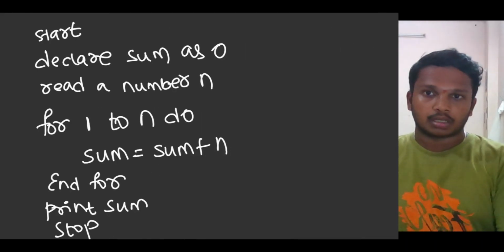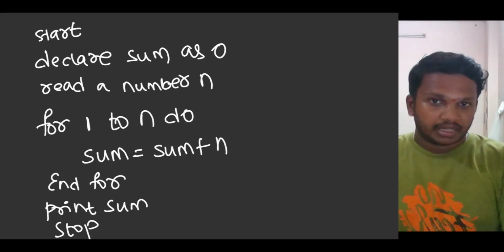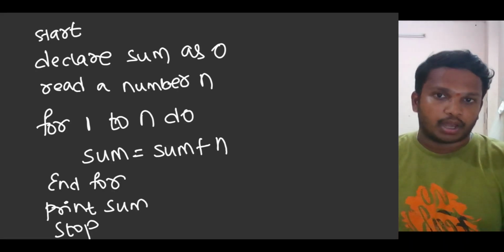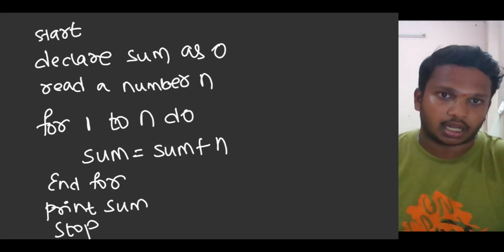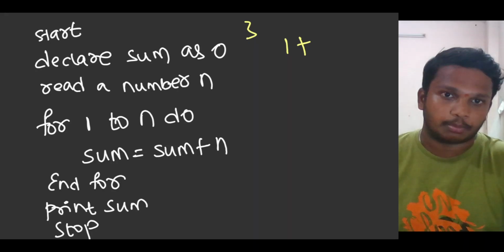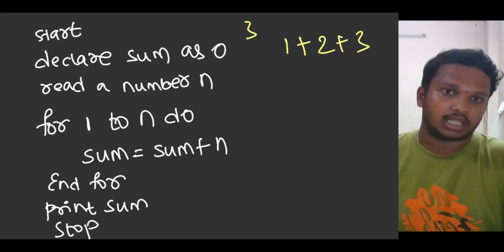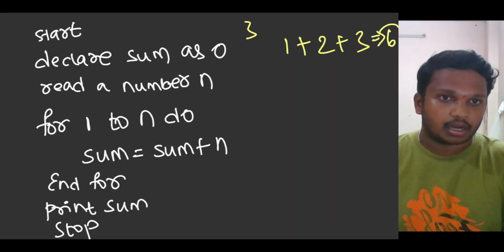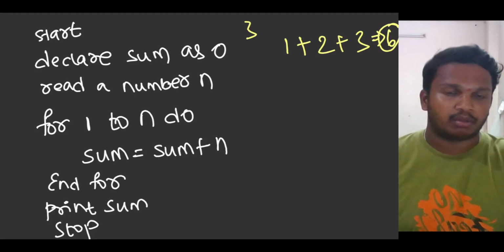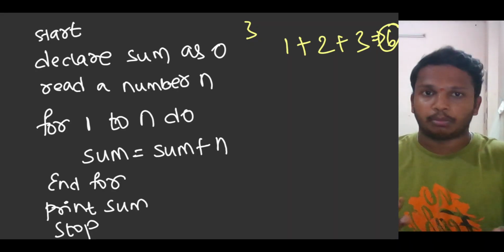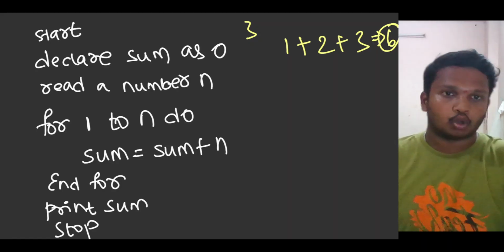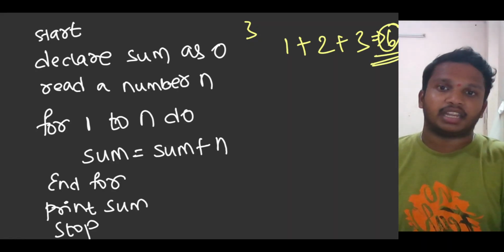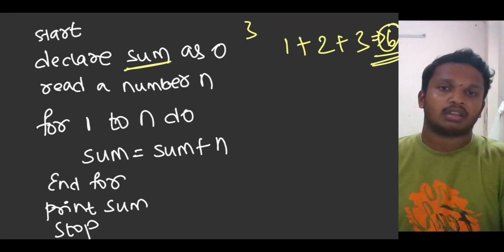Now, observe this. Basically, when we are writing the program, if you think 3 is the input, 1 plus 2 plus 3 is the answer, which is 6. In computer language, whenever we write a program, all data needs to be stored in variables. So for storing this result, I am declaring a variable called sum, for this purpose only.